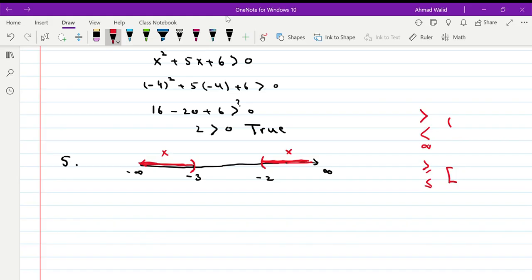Or you can write it this way. The solution set is from negative infinity to negative 3, parentheses, union from where to where? Negative 2 to infinity. That's the solution. The solution set for your inequality, and you are done.